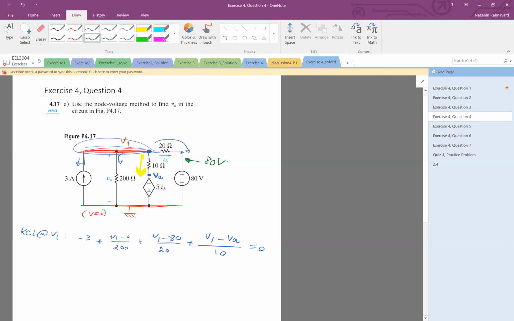But look at the VA. There's a dependent voltage source here. So here, as you see, plus minus. So this voltage minus that voltage is equal to 5I delta. So 0 minus VA is equal to 5I delta. This is for the dependent source. Therefore, VA is negative 5I delta. And what is I delta? I delta is V1 minus 80 divided by 20.